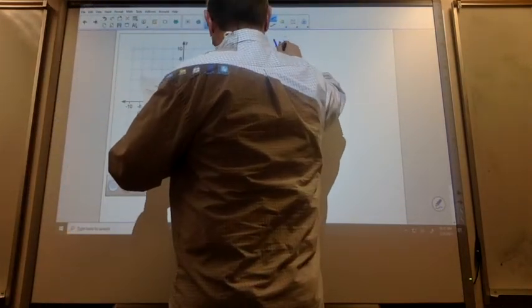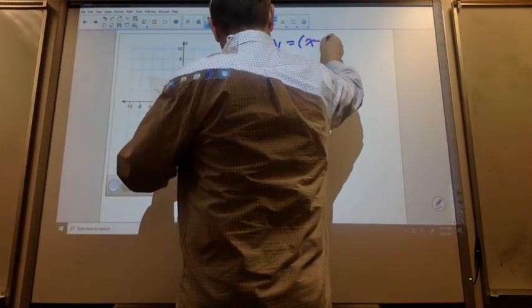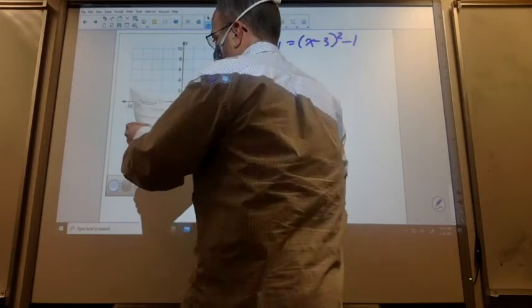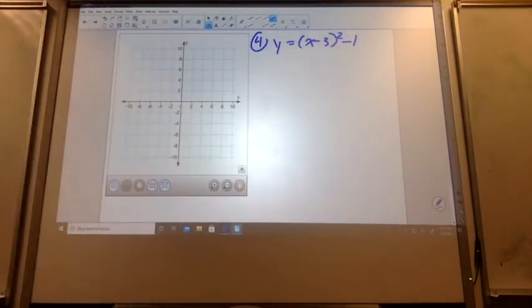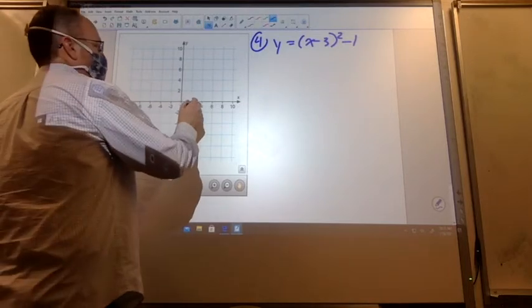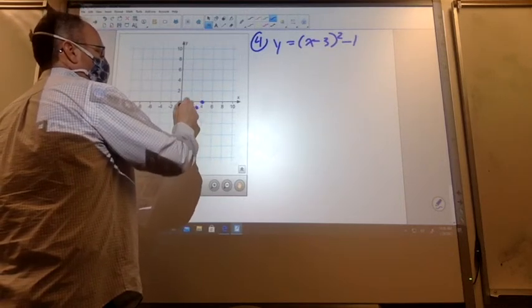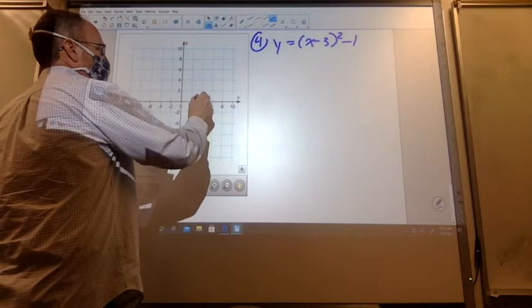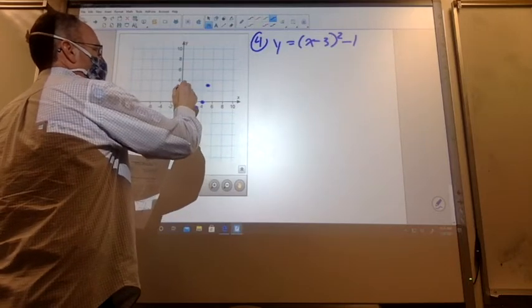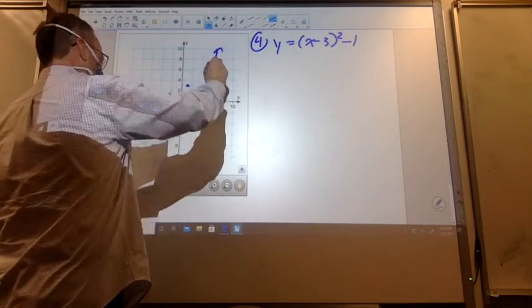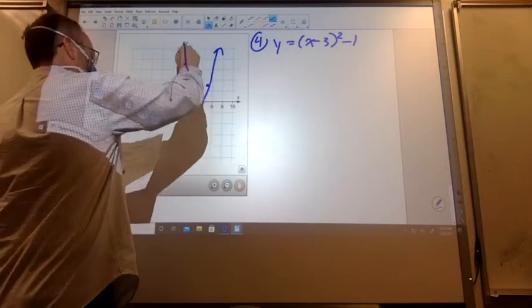So first thing I'm going to do is I'm going to go y equals (x minus 3) squared minus 1. Okay, so that's a parabola that shifted right 3, down 1. Agree? So right 3, down 1, which is there. By pattern graph, I'm going to go right 1 up 1, left 1 up 1, right 1 up 3, left 1 up 3. So it does that.